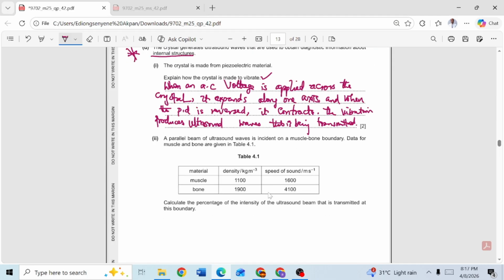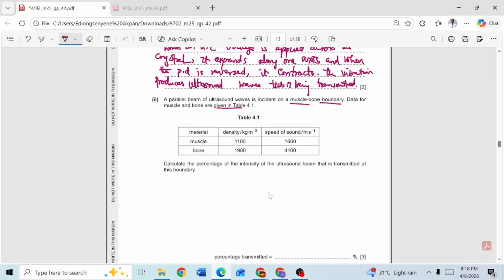Let's move on. A parallel beam of ultrasound waves is incident on a muscle-bone boundary. Data for muscle and bone are given in table 4.1. Calculate the percentage of the intensity of the ultrasound beam that is transmitted at this boundary. Mistake number 4. Occasionally, questions can be asked opposite to what you learned. For instance, this is acoustic impedance in ultrasound, and you will remember that acoustic impedance is the product of density and speed of sound in that medium. They gave you the density and the speed for you to calculate.